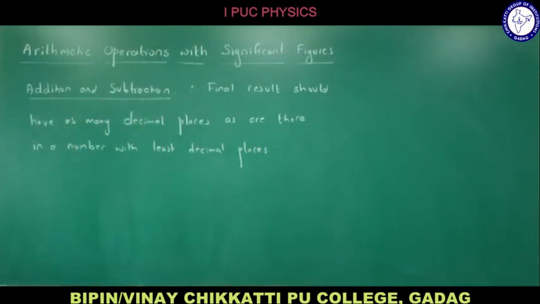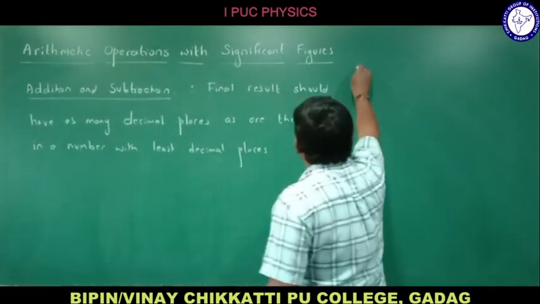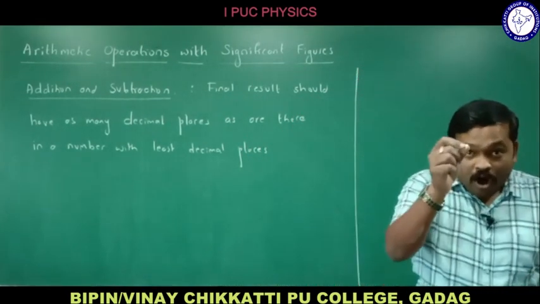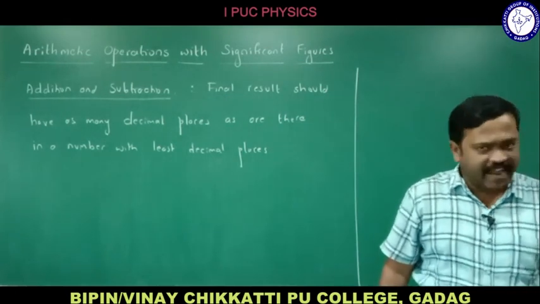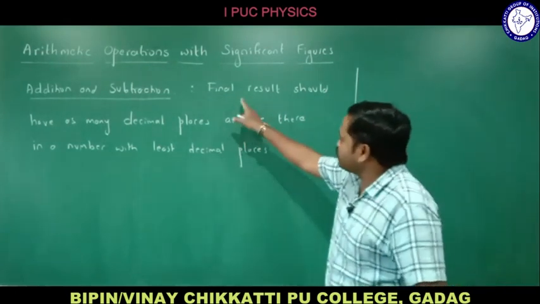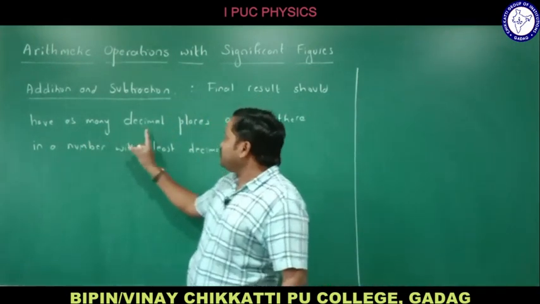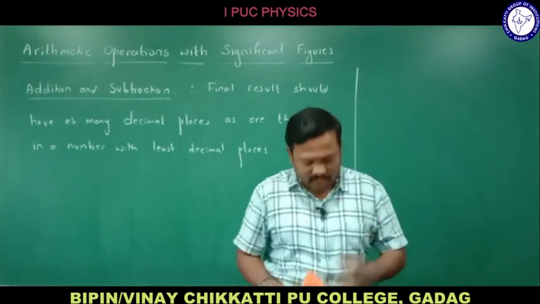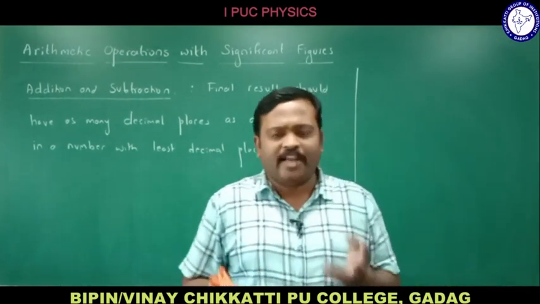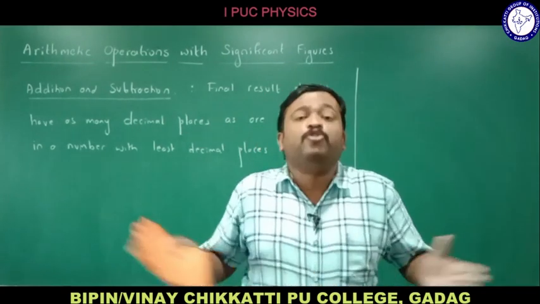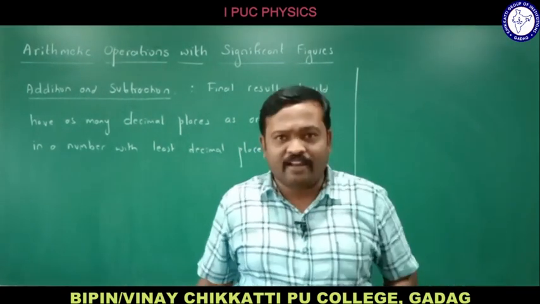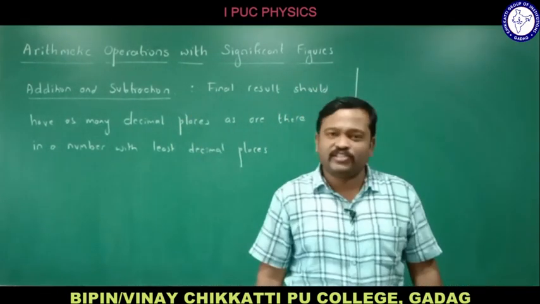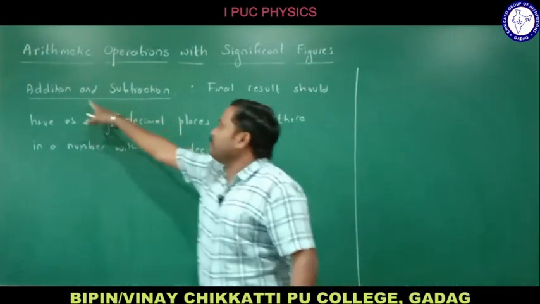Let us check it out. Let me give an example. You'll come to know what actually I'm speaking about. When we add or subtract numbers, how many decimal places do we need to take? In addition and subtraction, the final result should have as many decimal places as are there in the number with least decimal places. If you take two numbers and multiply, in a calculator you will get a huge number. Where do we need to stop? To understand that, you need to understand arithmetic operations with significant figures. First, let us understand addition and subtraction.